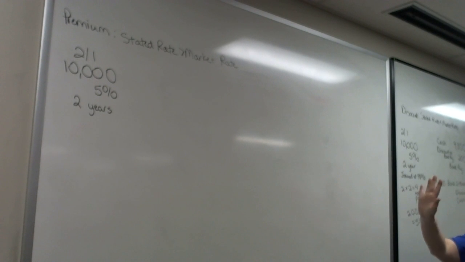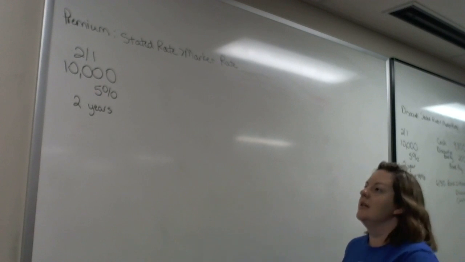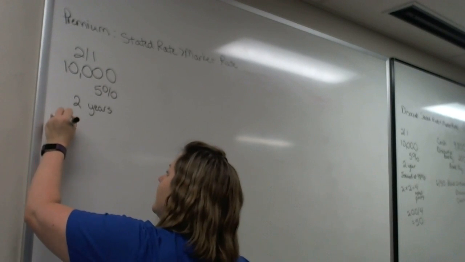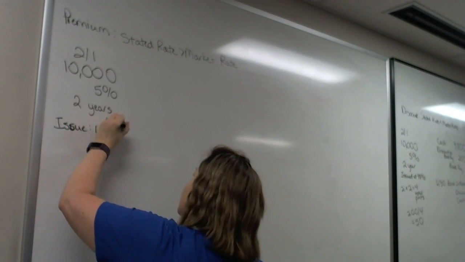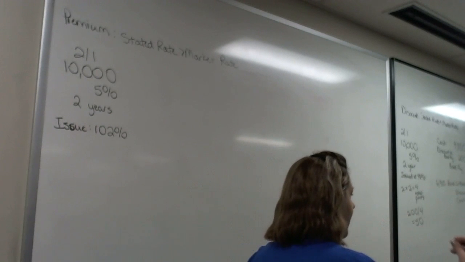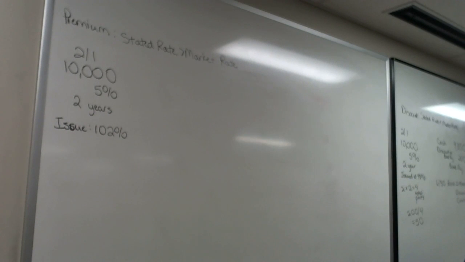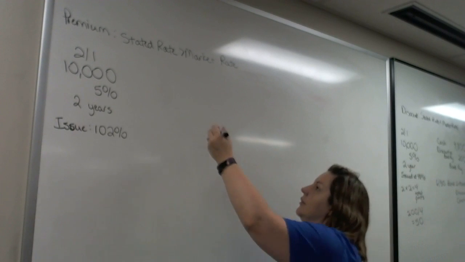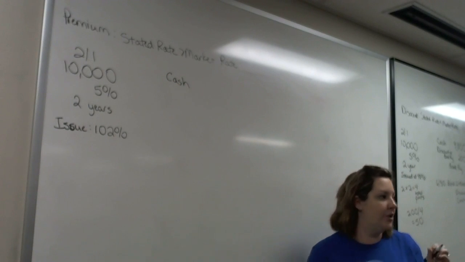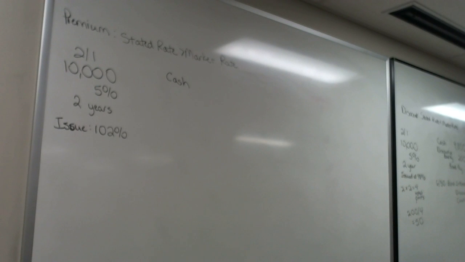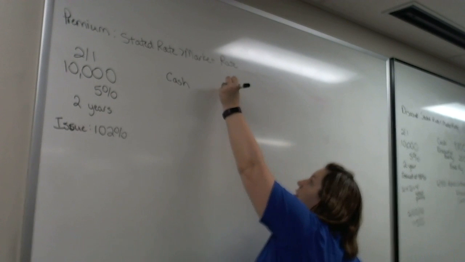So let's just look at the same bond, just to make it easy. So here, though, we're going to issue it at 102%. So we're, again, going to get more cash up front for this bond because we're selling it at a premium. Okay. So how much cash am I receiving? A 10,000 bond issued at 102%. 10,200. Very good, 10,200.